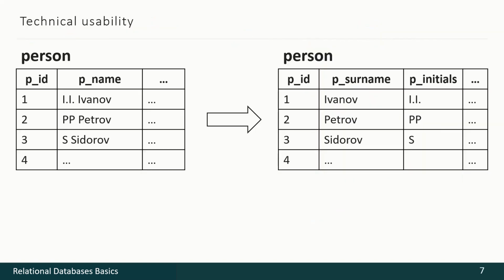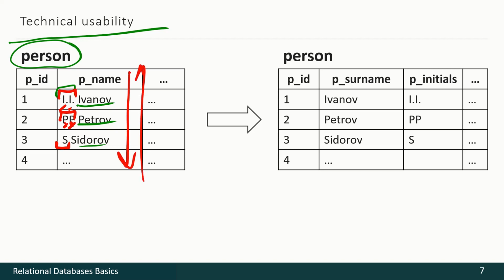And here is another example of technical usability violation. Imagine we have some database table about persons, we see surnames here, and we see initials. And please note that here we have points, here we do not, here we have single symbol, here we have 4 symbols, 2 symbols. And then, at some moment, we have to order the table by surname values. So we have to somehow eliminate those initials.